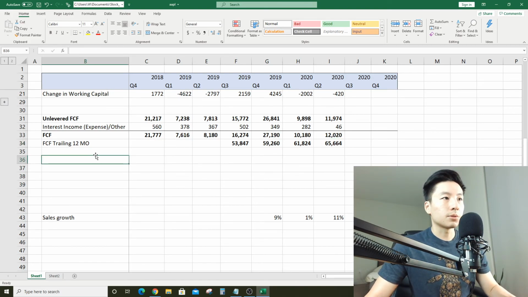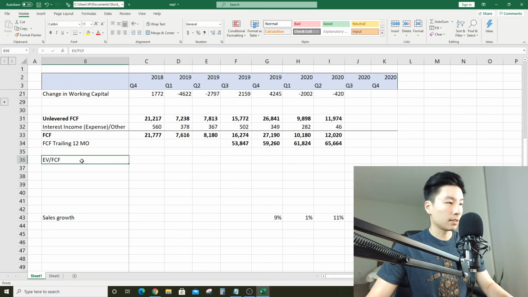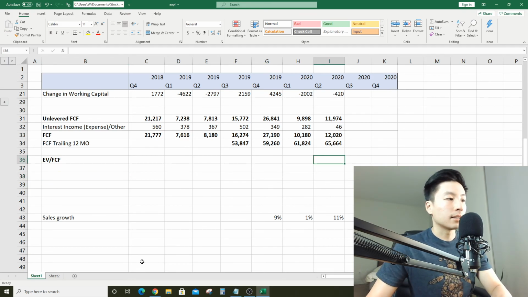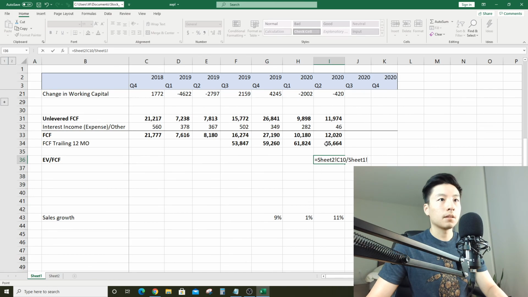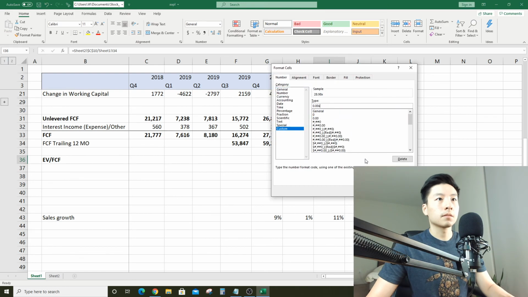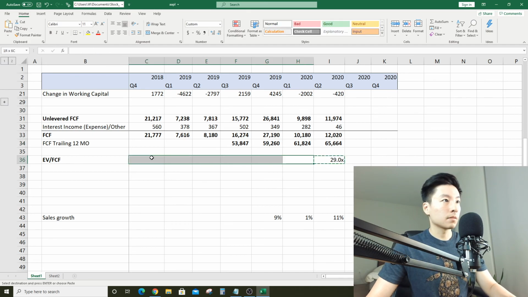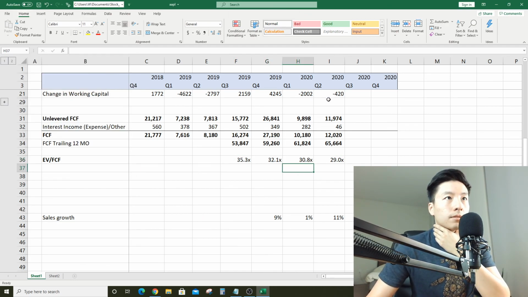Okay, so we're in the home stretch. Final step here. This is where it all ties together. We're going to calculate what's called enterprise value over free cash flow. I'm going to explain what this means in the next video, but let's just calculate it so we can complete the model. Okay, so here I've calculated the enterprise value over free cash flow, 29 times in Q2.